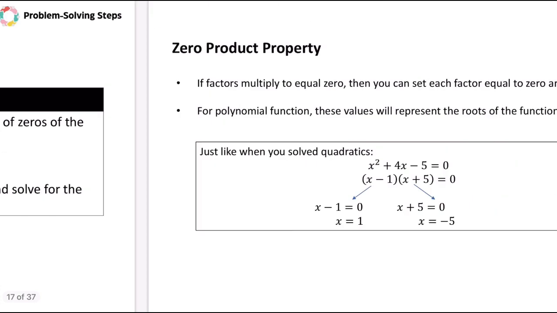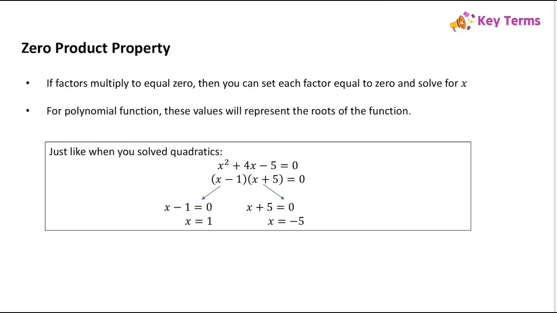So just to remind you of the zero product property, because I know it's been a while, if we have factors that multiply to equal 0, then you can set each factor equal to 0 and solve for x. Okay, because it's this idea right here. So if I say a times b equals 0, that means that either a has to equal 0 or b has to equal 0. Okay, because the only way to multiply two numbers together and get 0 is if one of them equals 0. That's basically the zero product property. So when you do this for a polynomial function, the values that you find for x are going to represent the roots of the function.